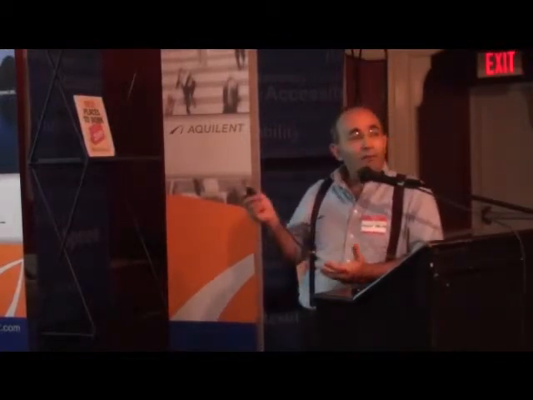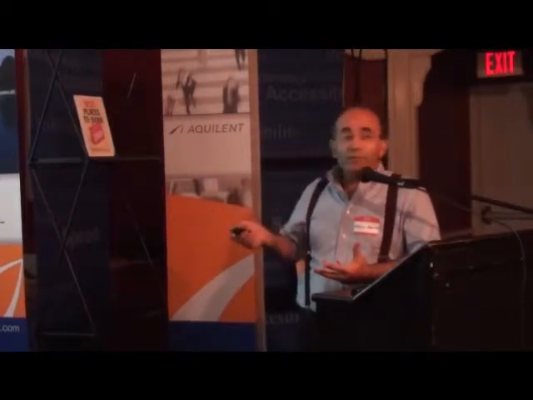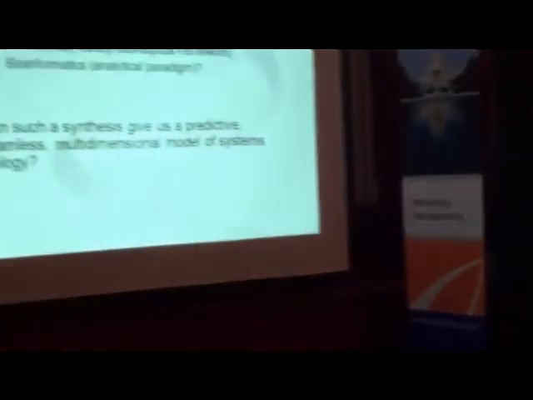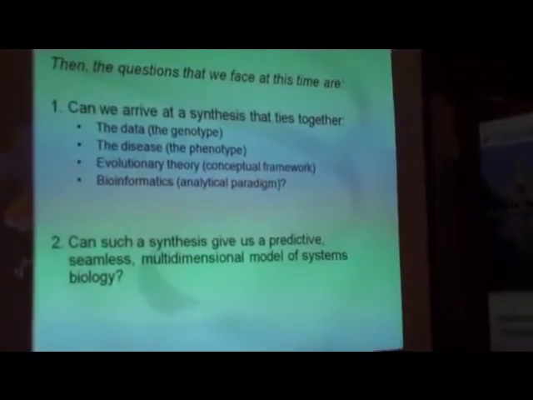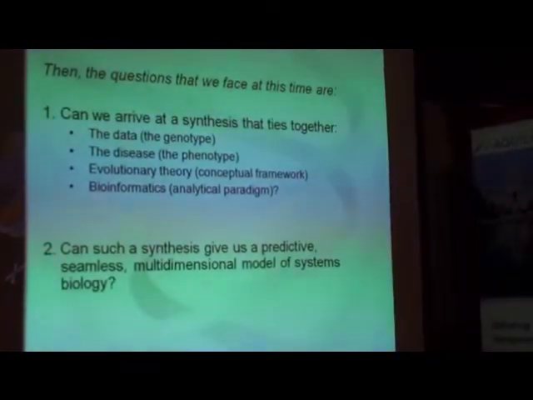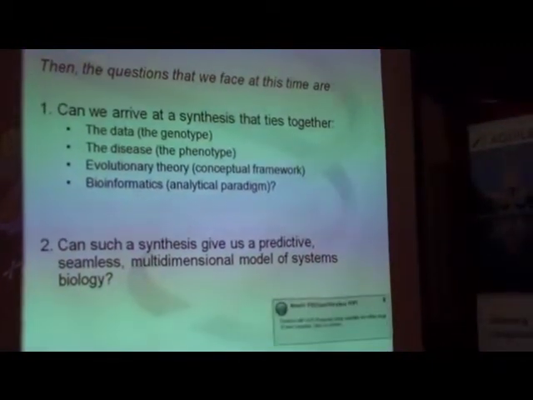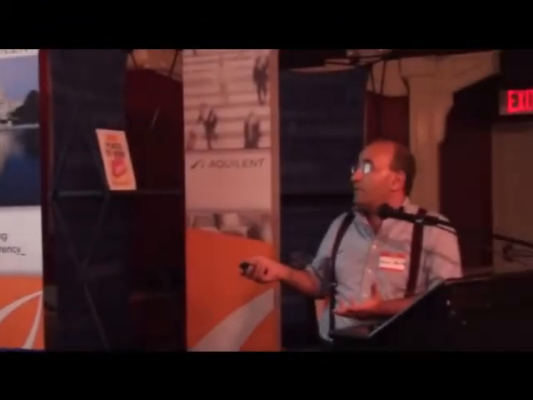So what do we need? What kind of paradigm do we need to solve this issue, to do the modeling and the other subsequent issues? We need a paradigm that can encompass 4 things: the genotype of the disease, the phenotype, evolutionary theory as the conceptual framework, and the bioinformatic tool that will do that. This new kind of tool that we need should be predictive, seamless, multidimensional, and within the paradigm of systems biology.